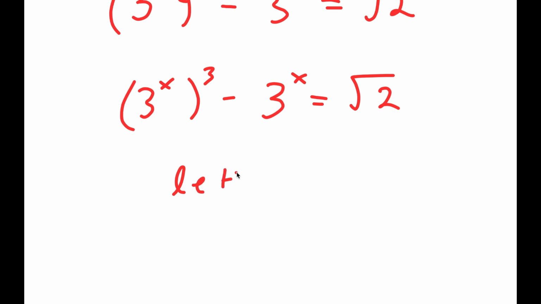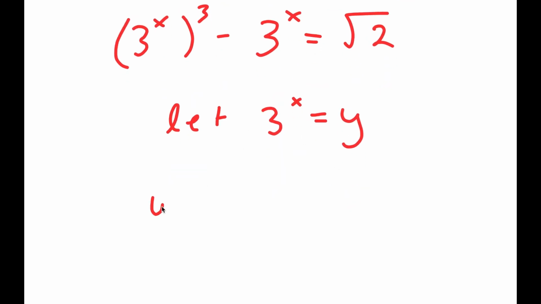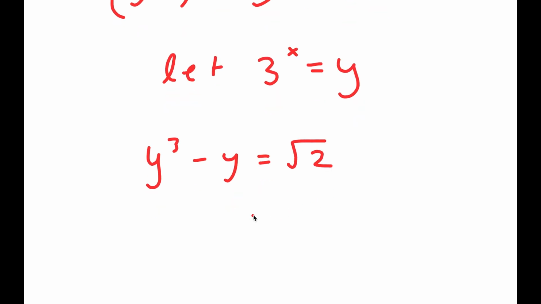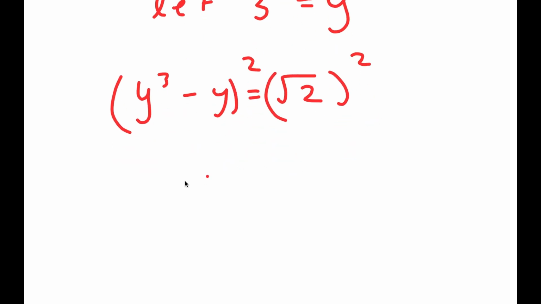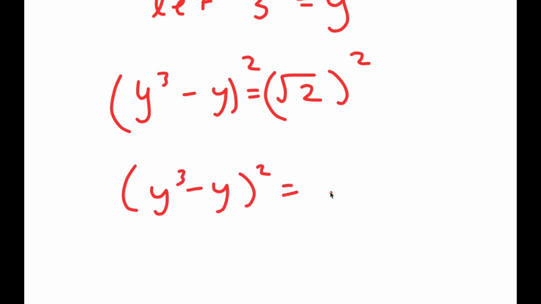Now I'm going to let 3 to the power of x equal to the variable y. So I get y to the power of 3 minus y is equal to the square root of 2. And this means that if I square this on both sides, y to the power of 3 minus y squared is equal to 2.